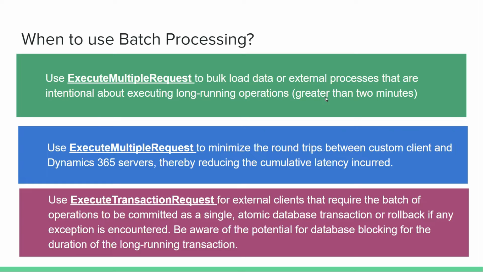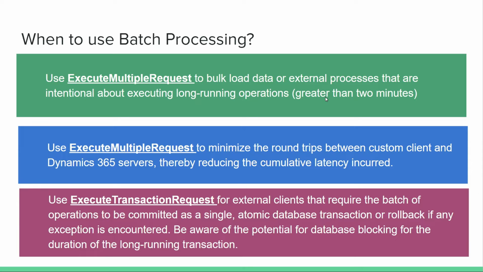And also sometimes people use execute transaction request to ensure that the processes that are running in batch will ensure isolation or ensure a single transaction. But the plugin itself is running in a transaction, so that rollback is possible. So you do not need to use an extra layer of execute transaction request, right? So when to use batch processing, it's very important to understand. We understood that batch processing code should be avoided in our plugin, right? We should not use it in our plugin.